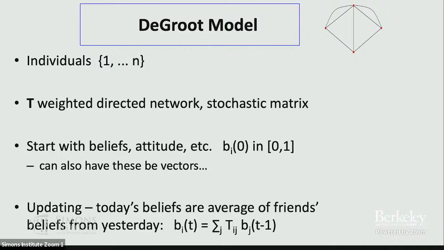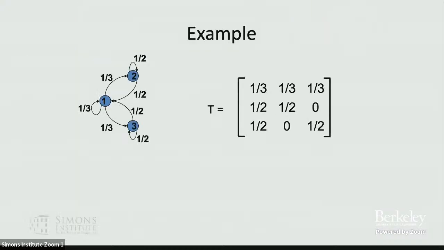Then over time, you're going to learn from the people around you. Your belief at time t is going to be the average of what your friends had at t minus 1, weighted by this T matrix. So, a really simple situation. An example here is 3 individuals. This person puts half weight on themselves and half weight on person 1. You can have self loops, reflecting how much you pay attention to your own information versus other people's information. So there's a weighted directed graph, and it's row stochastic since these weights always sum to 1.